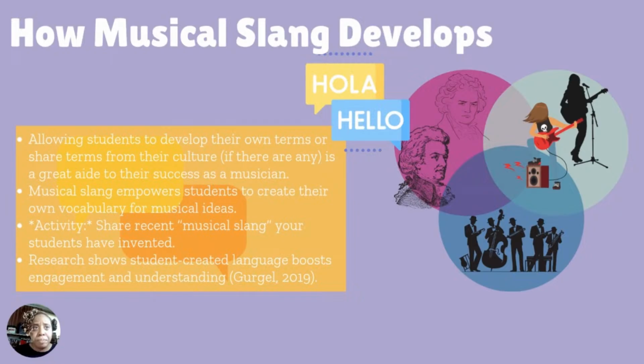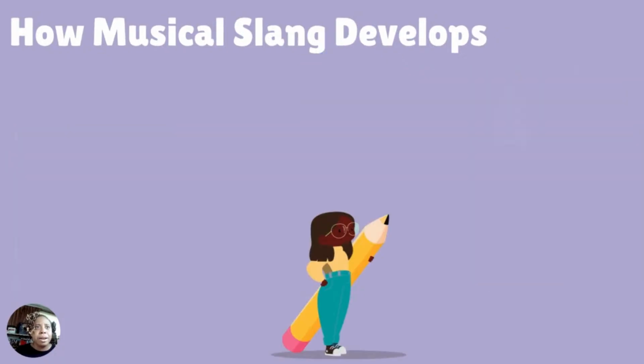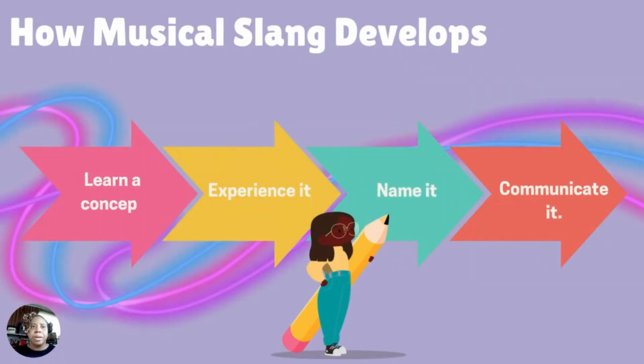So we talked a little about musical slang. Allowing students to develop their own terms and share from their culture is a great way to start. Musical slang empowers students to create their own vocabulary, right? So how do we develop it? We learn a concept, we experience it, we name it, and then we communicate it, right? So helping students translate, code switch, and invent musical slang encourages adaptability and ownership.